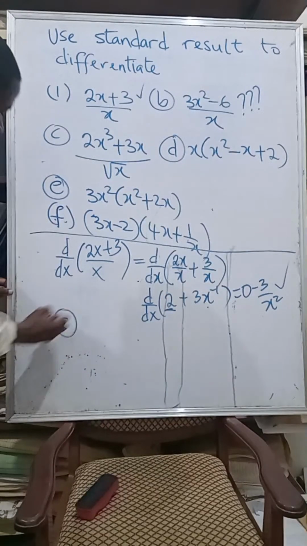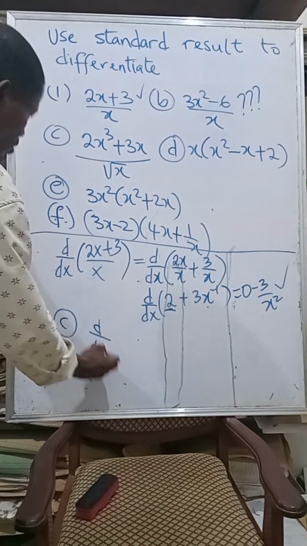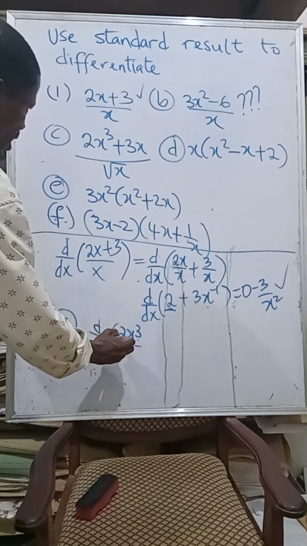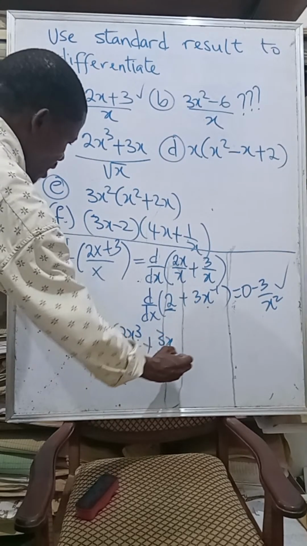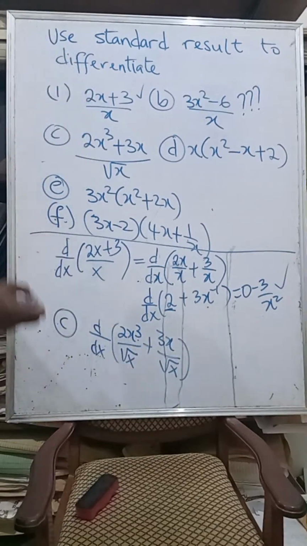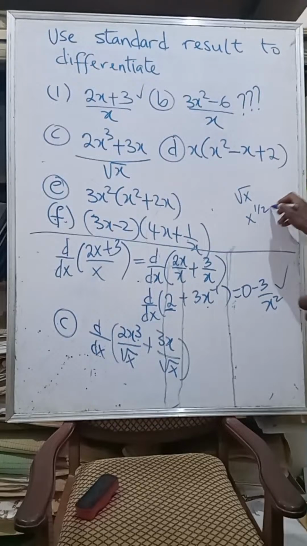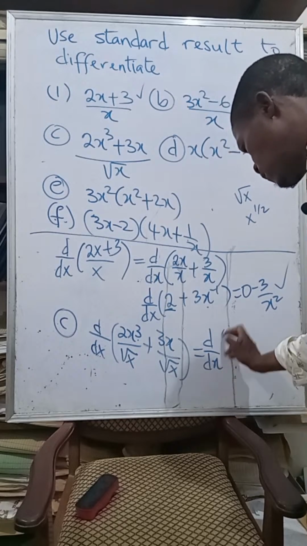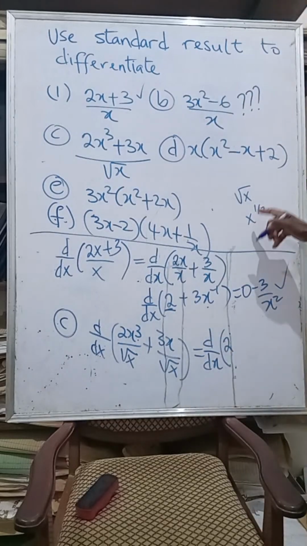The C, we have d/dx of the fraction, which means 2x cubed over root x plus 3x over root x. That's the first step to be taken. Root x means x to the power half. So this will be equal to d/dx of 2, we're going to take this one up, that's x to the power half.